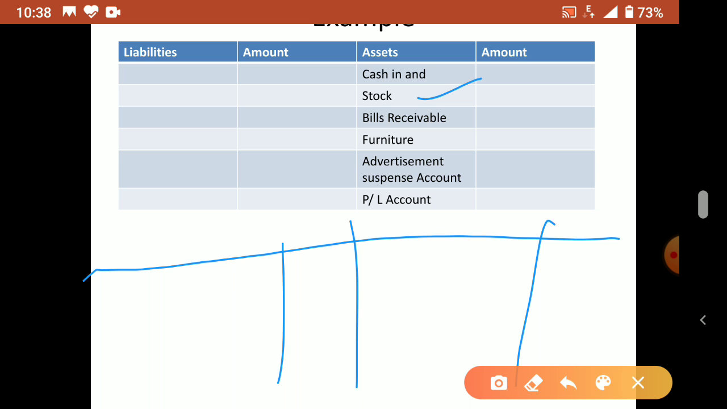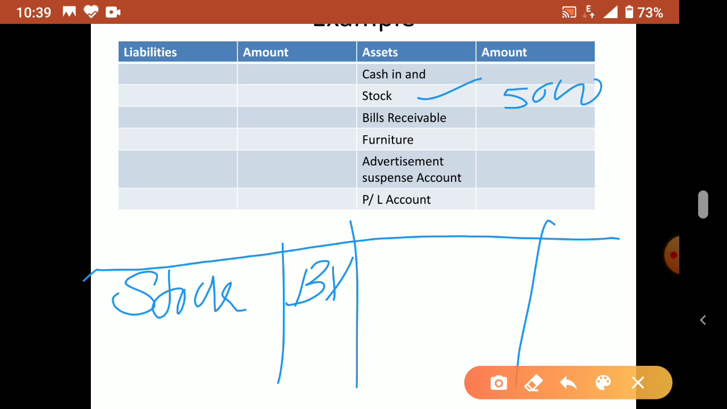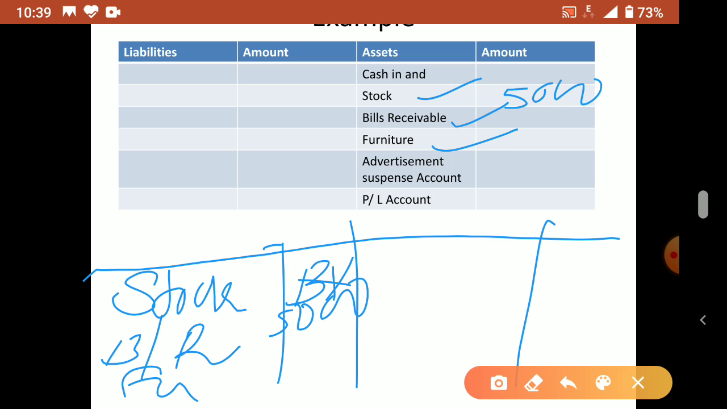Now next is stock. Yes, stock can be converted into cash, no? Yes, you can write stock at the same value as in the balance sheet. That is called book value. Suppose here it is 5,000, here also we write 5,000. The same 5,000 you have to write. Now bills receivable. Yes, you can write, it is a normal asset only. Furniture. Yes, you can write.